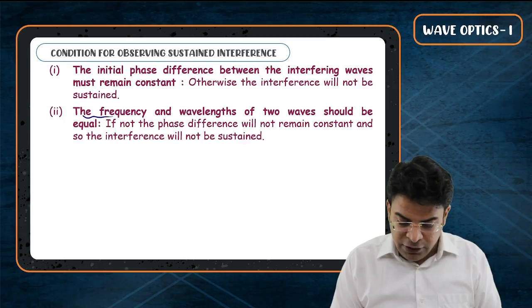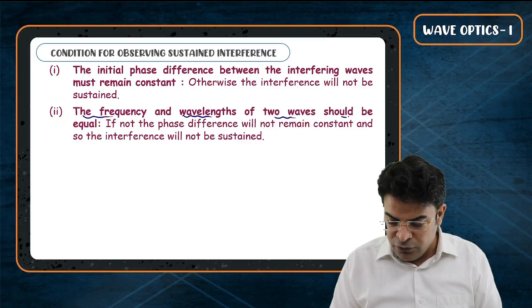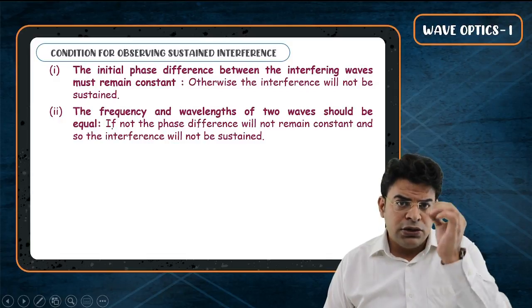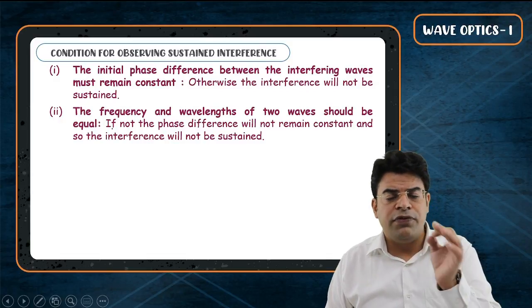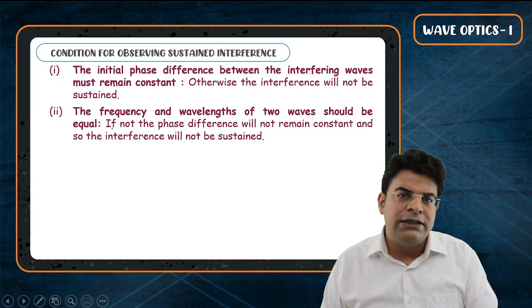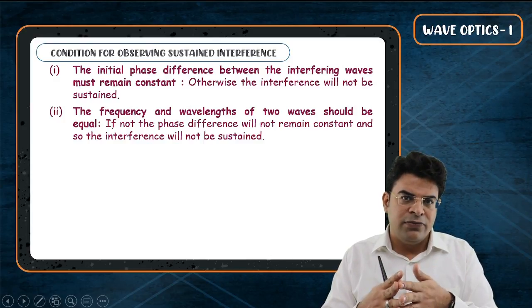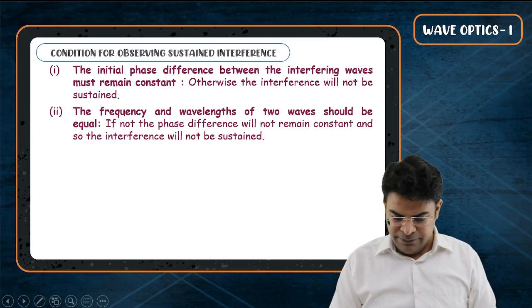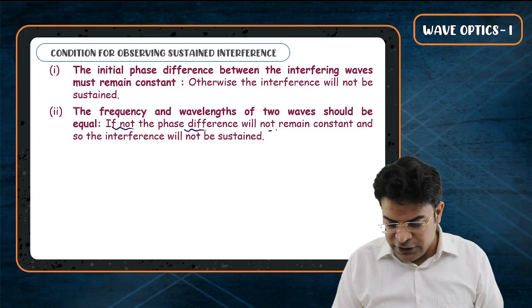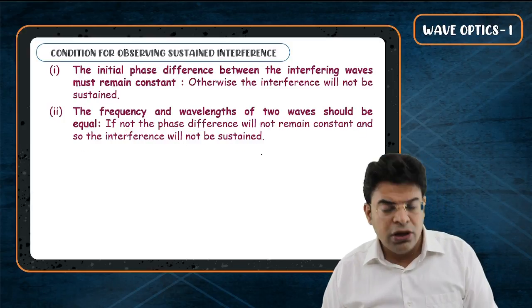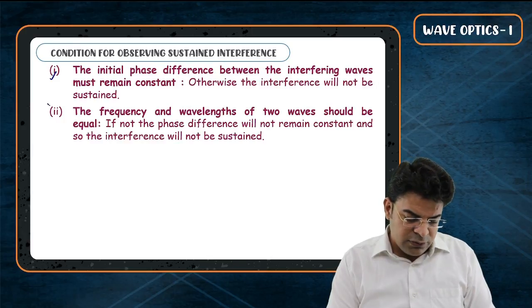Second, the frequency and the wavelength of the two waves should be equal. Isn't it obvious? For the sources to be coherent, for the phase difference to be constant, the sources must have the same frequency. And since we have light interfering here, if the frequency has to be the same, the wavelength also has to be the same. If not, the phase difference will not remain constant, and so the interference will not be sustained. I think you already knew point 1 and point 2.